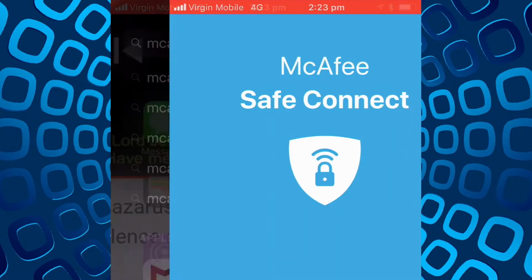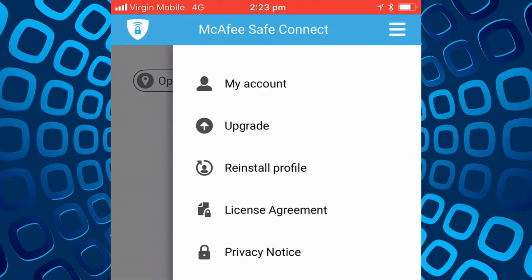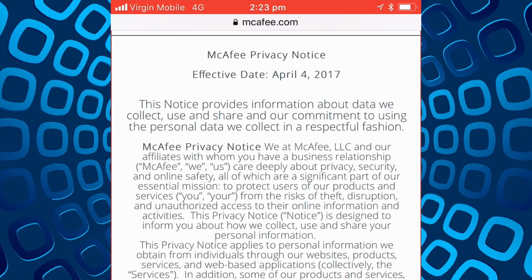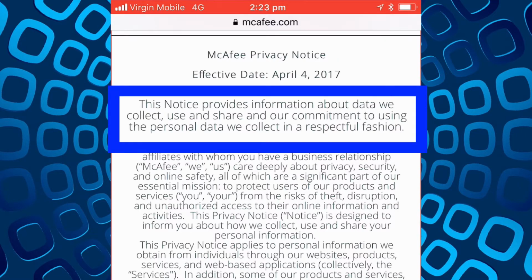McAfee Safe Connect. Have a look at the privacy notice. Here we have the privacy notice. It says it gives information about the data we collect, use and share, and our commitment to using the personal data we collect in a respectful fashion, which is a good start.